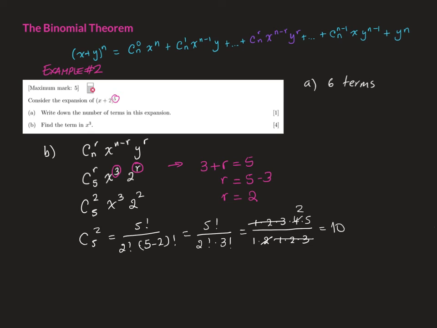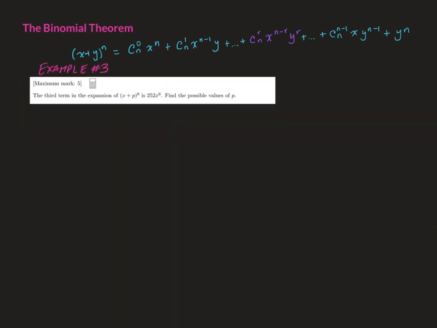Now for the final answer, the term in x to the power 3 is given by 10 x to the power 3 times 2 to the power 2. That is 40 x to the power 3. This would be the final answer. To finish, let's do example number 3. The third term in the expansion of (x plus p) to the power 8 is 252 x to the power 6. Find the possible values of p.